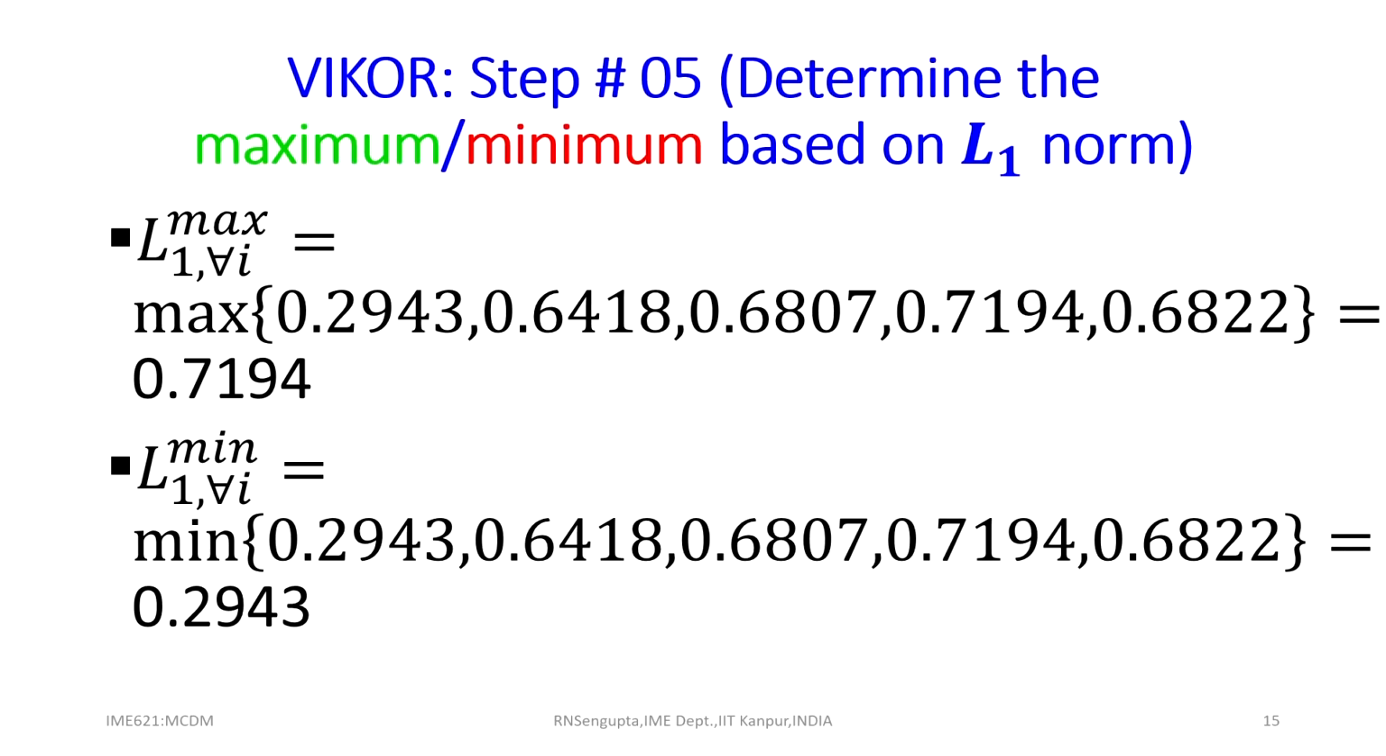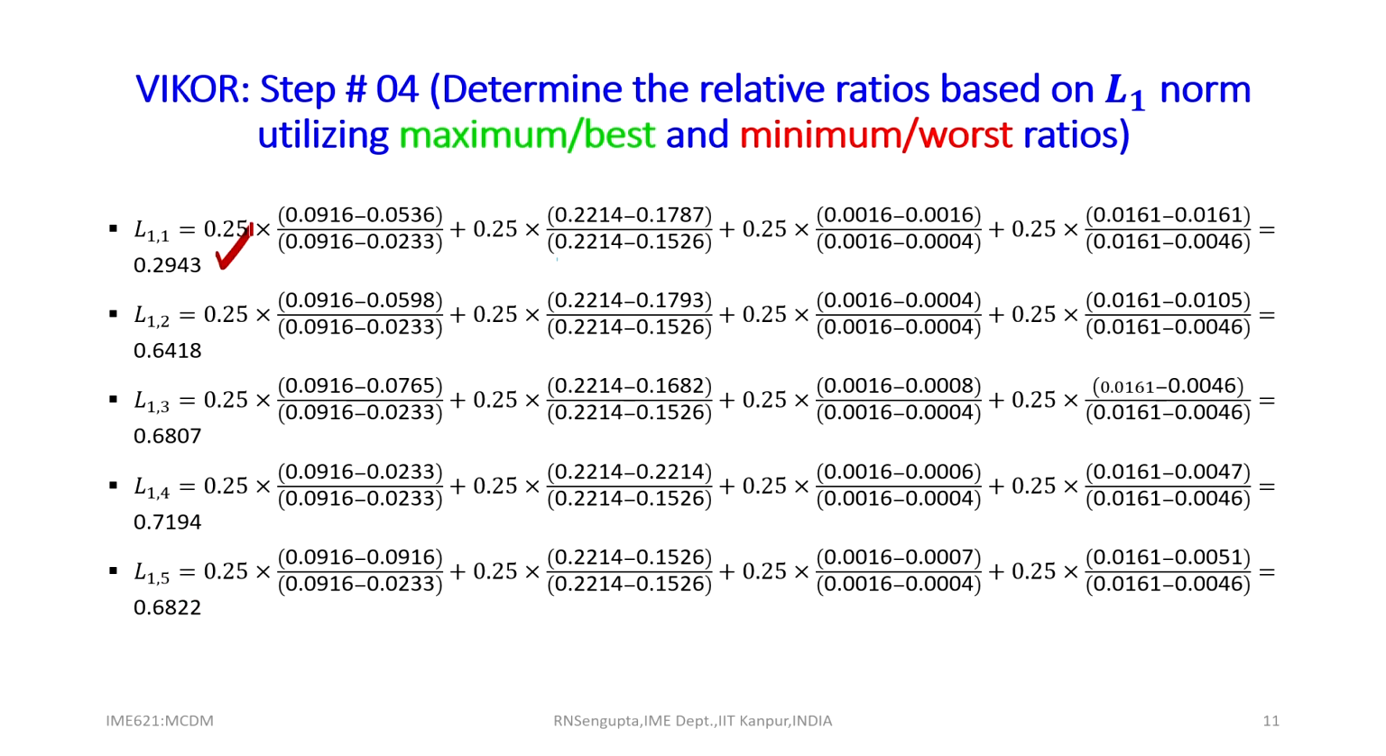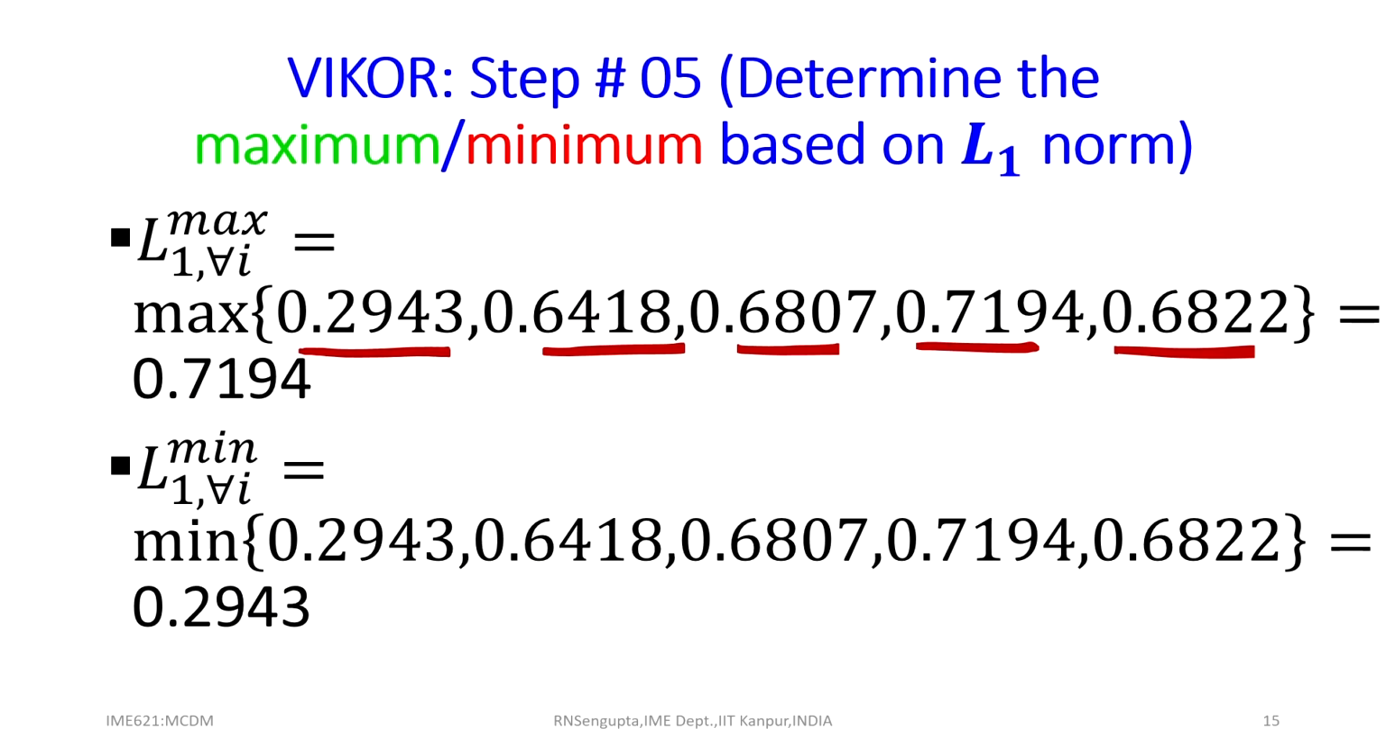In the same way as I showed you the graph based on the criteria. So, once I have that, what are the values? If you see these values, they are for the L1. So, where is the L1? These values which were there, I will erase them and just highlight 0.2943, 0.6418. So, 0.2943, 0.6418. What are the other values? 0.6804, 0.6807, 0.7194.